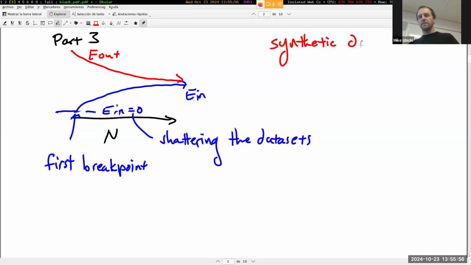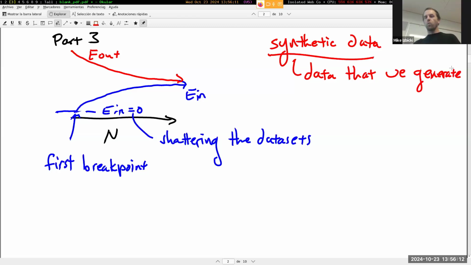And the plots over here, these are all with what we call synthetic data. Your last assignment was with the real-world MNIST data. But synthetic data is data that we generate. Because we are actually generating it, we know f, the true function, and we know whatever noise is there. And so it's possible for us to actually get the E_out values.